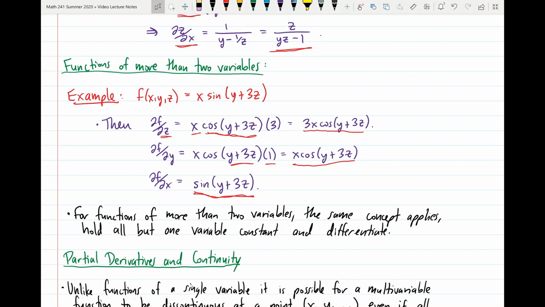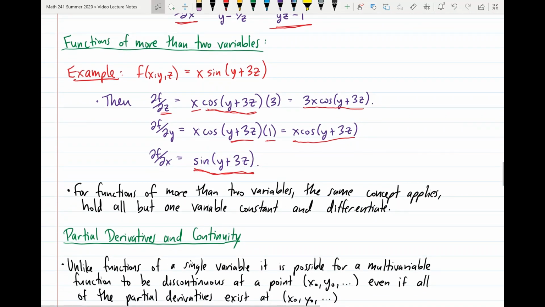To calculate, we're going to hold x and y constant, and this will give us the derivative is equal to x times the derivative of sine of y plus 3z, which is cosine of y plus 3z, multiplied by the derivative of y plus 3z with respect to z, and y is constant, so the derivative of y with respect to z is 0, the derivative of 3z with respect to z is 3, and so ultimately we get that the partial derivative with respect to z is equal to 3x times cosine of y plus 3z.